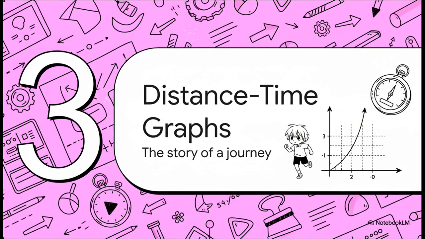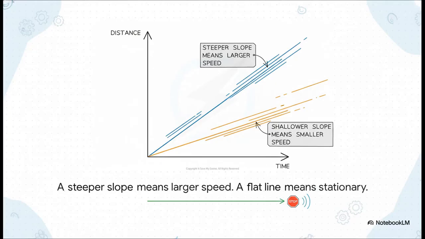Okay, let's switch gears and talk about graphs. Now, I know they can look a little intimidating, but I want you to start thinking of them as a story. A distance-time graph is literally just telling the story of an object's journey, showing you exactly where it is at any moment in time. The secret to reading these graphs is actually really simple. You just look at the steepness of the line. We call that the slope, or the gradient.